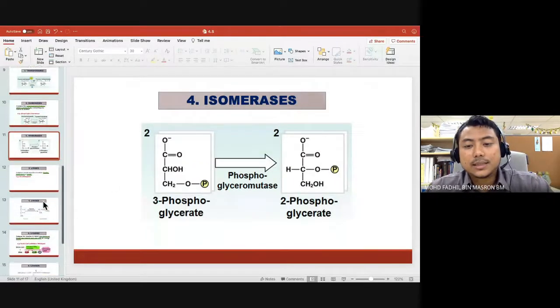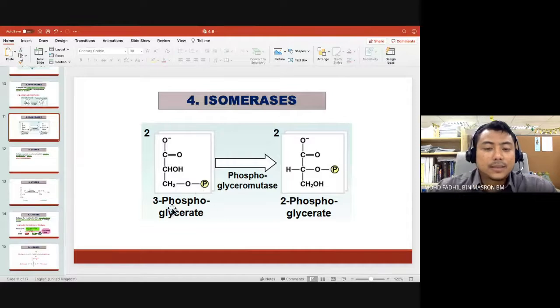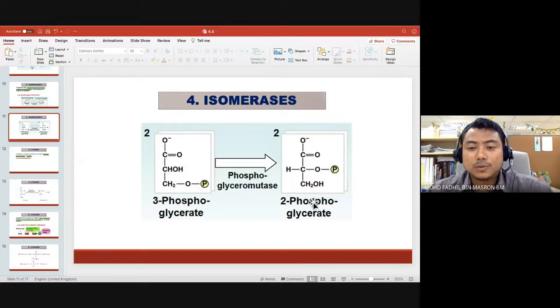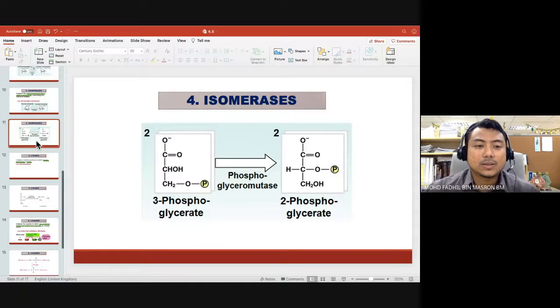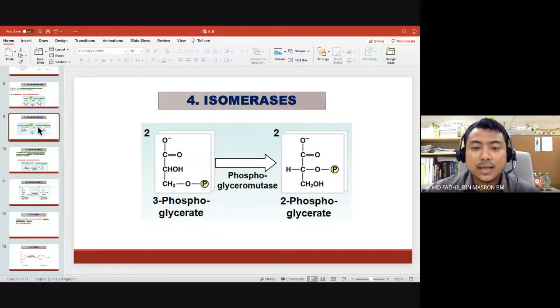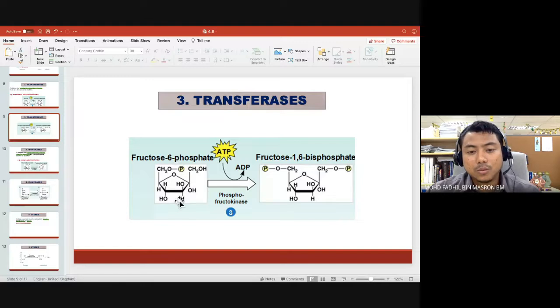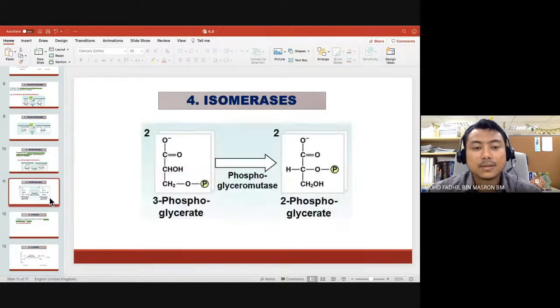Okay, this is another example. Daripada 3-phosphoglycerate tukar menjadi 2-phosphoglycerate. Apa dia buat? Mudah aja. Dia pindahkan this phosphate group daripada carbon number 3 pindah jadi dekat carbon number 2, itulah kerja isomer. Don't confuse dengan kinases, don't confuse dengan transferases. Transferases ni dia pindah daripada satu molekul kepada molekul yang lain. Yang ini dia pindahkan functional group dalam molekul yang sama. Isomer.